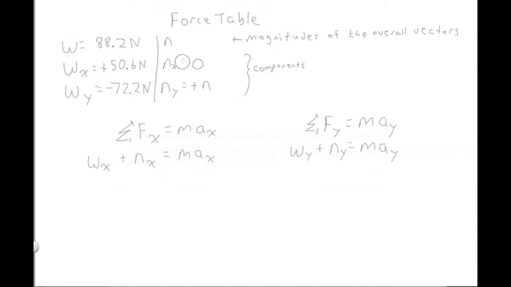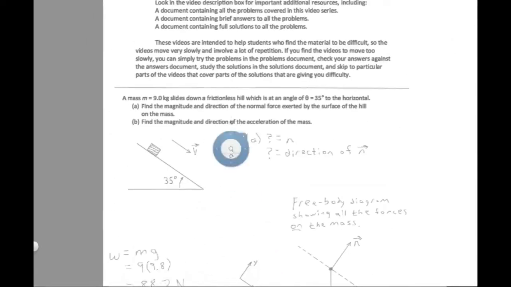Now we can plug in the numbers and symbols from our force table. W sub x is 50.6 newtons. N sub x is 0. W sub y is negative 72.2 newtons. It's crucial to include that negative sign. N sub y is n. We'll leave out this extra plus just to make the math simpler. Now we can plug in on the right sides of our equations. So for the mass, we can plug in 9 kilograms.